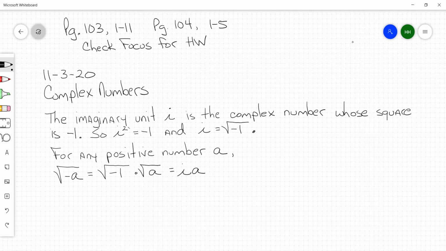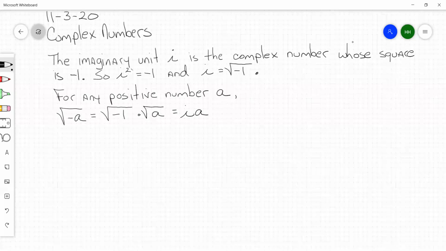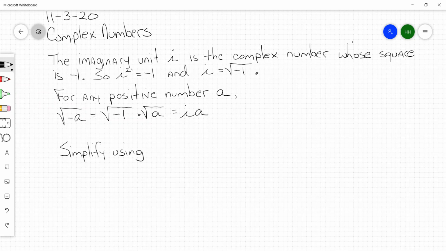So here's what we're going to be doing today. You're going to be simplifying a number using i. You were told earlier in your lives that you can't have a negative under the radical. And now you still can't have a negative under the radical, but you can pull that negative out from under the radical and replace it with the letter i, which is an imaginary unit.